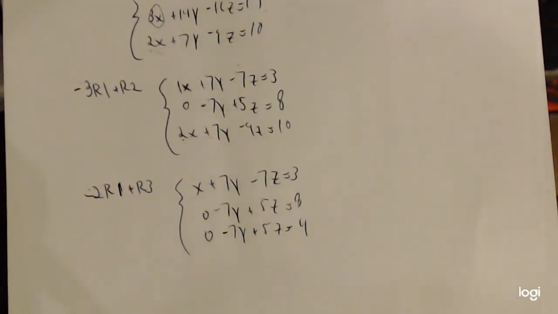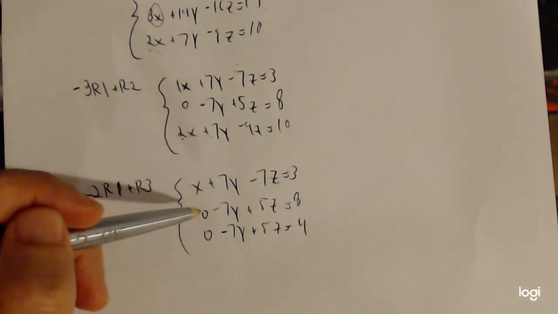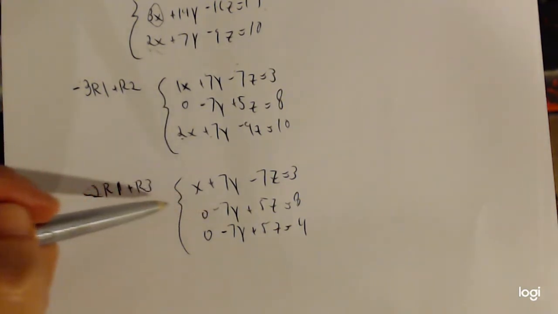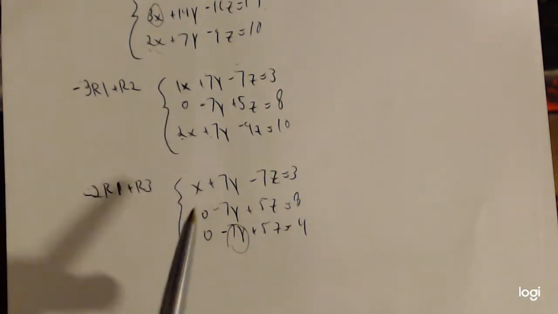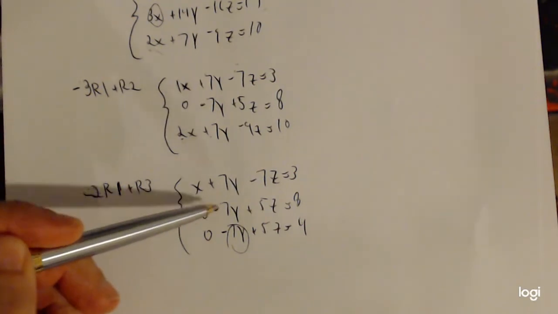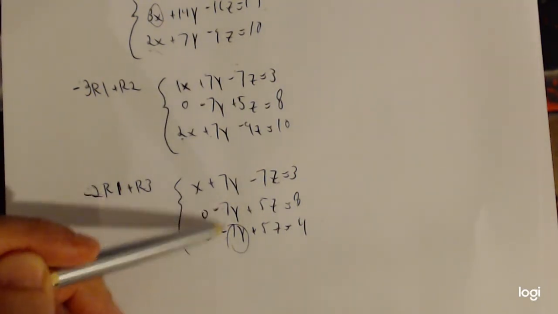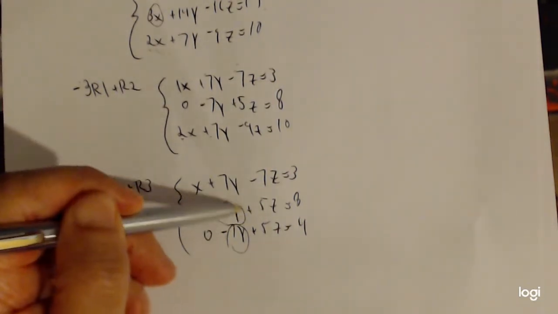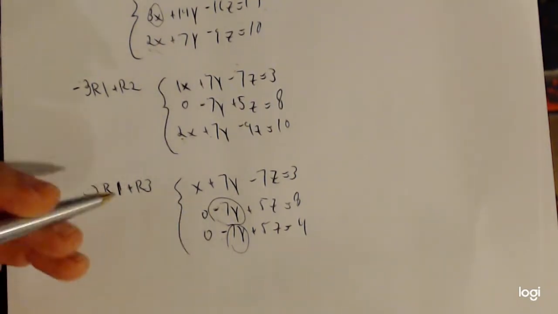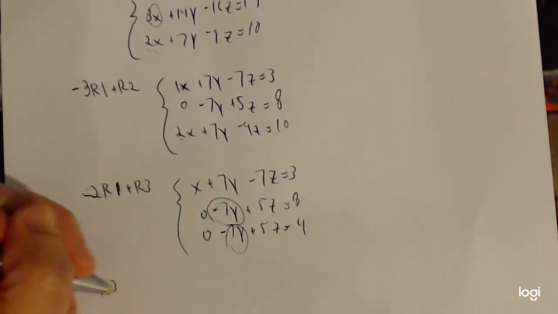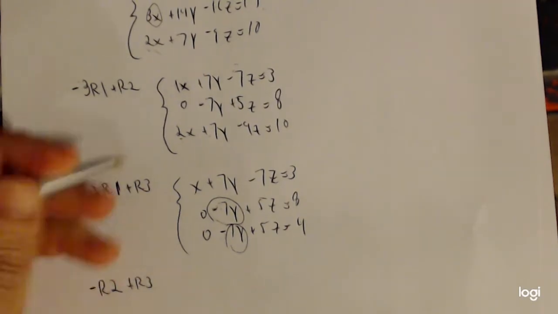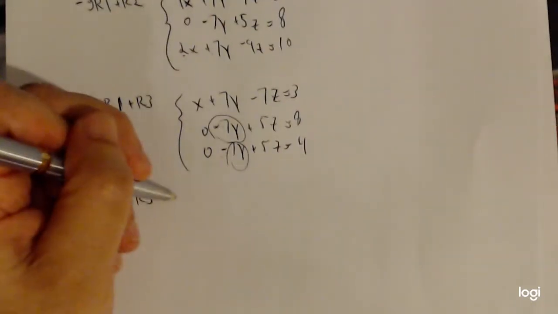Okay, now what do we notice here? Well, what do I have? To turn this into a 0, I'm going to use row 2. What do I notice about this? This is negative 7y, that's negative 7y, so they're exactly the same. So I need to make this the opposite of that, which means just grab row 2 and multiply it by negative 1 and then add it to row 3. And if I do that, what happens here?